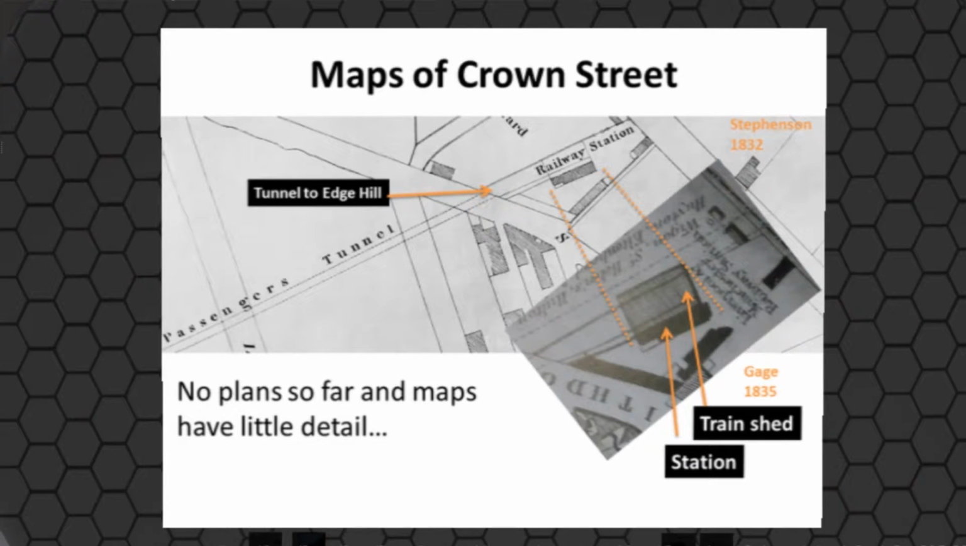The other thing I would point out is the passenger tunnel, which you can see in the larger map, which the trains took to get on their way to Manchester. So there was a long tunnel that they had to go through, about 300 meters.